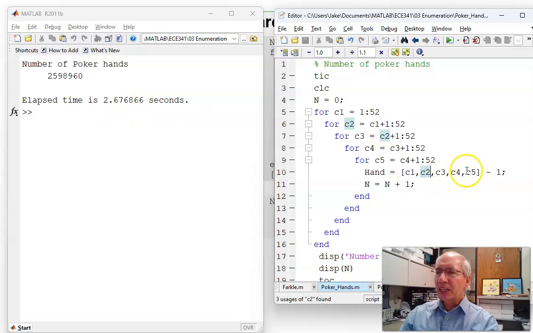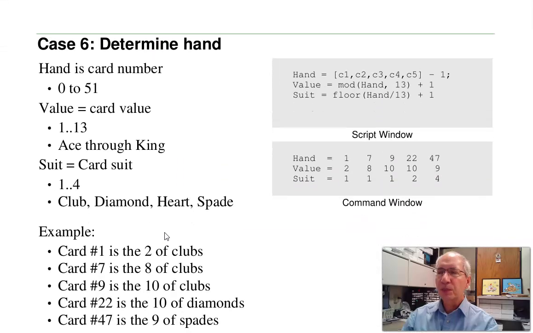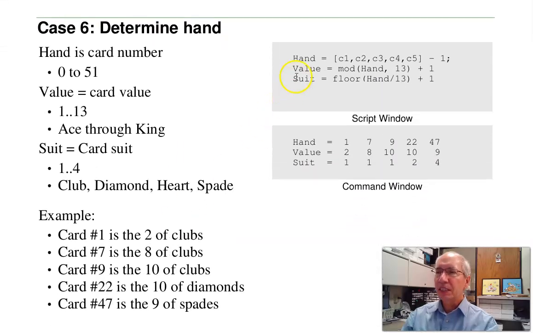Once I deal out a hand, I've got to find out what kind of hand that is. We did this back with Monte Carlo. My hand is just those cards, minus 1. It works a little bit easier if I start from 0 rather than 1. The value of the card is the hand mod 13 plus 1. The suit is the floor of hands over 13 plus 1.